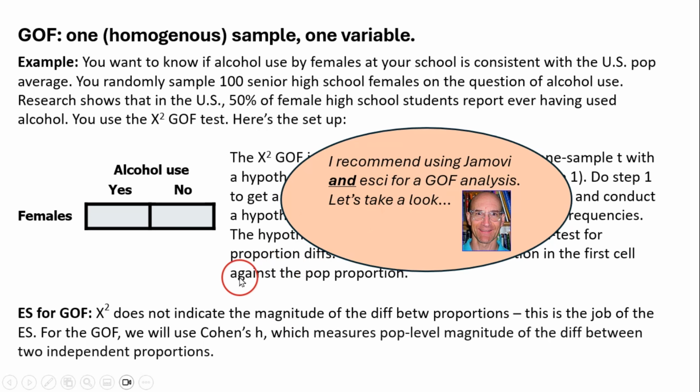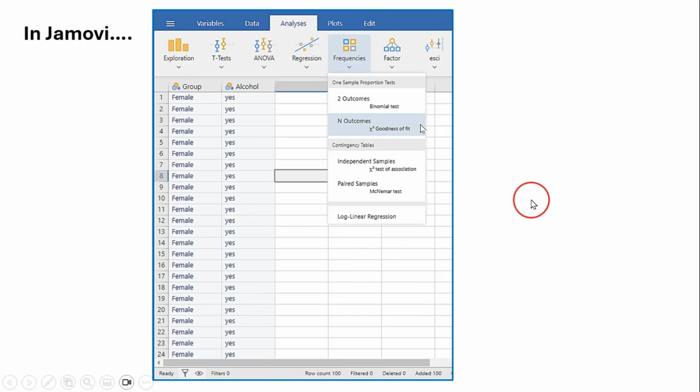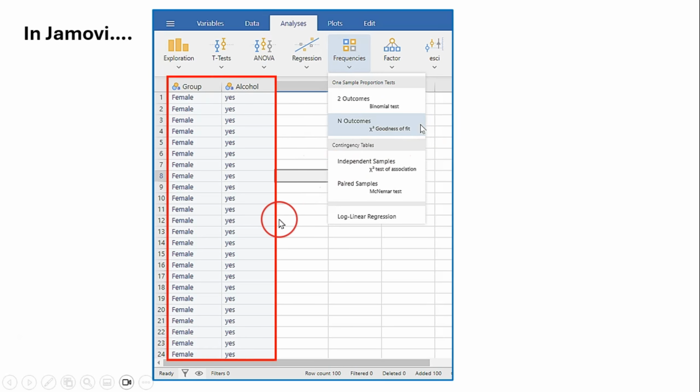Let's take a look. So in Jamovi, we have the analysis tab as I've shown before, and we have our frequencies over here. We have our group and our alcohol. Our group is sort of redundant here in the sense that we really don't necessarily need the group because it's all females. There's no distinction between males or females. So that really doesn't come into play. The computer is not going to need that because it's all females. And then over here, we have yeses and nos.